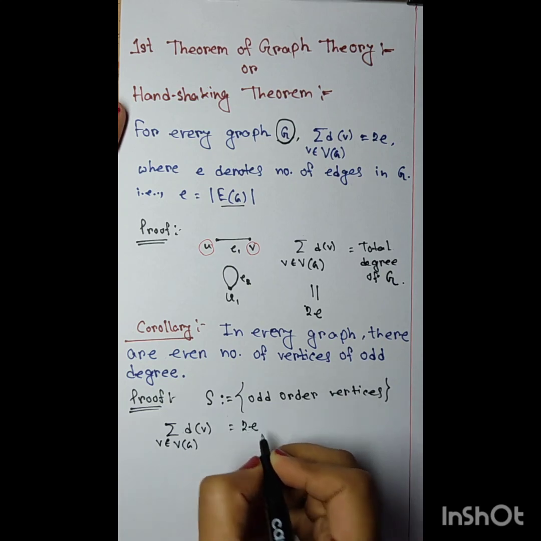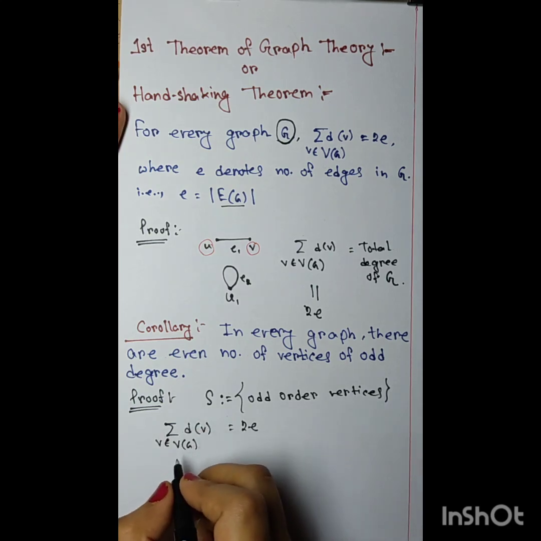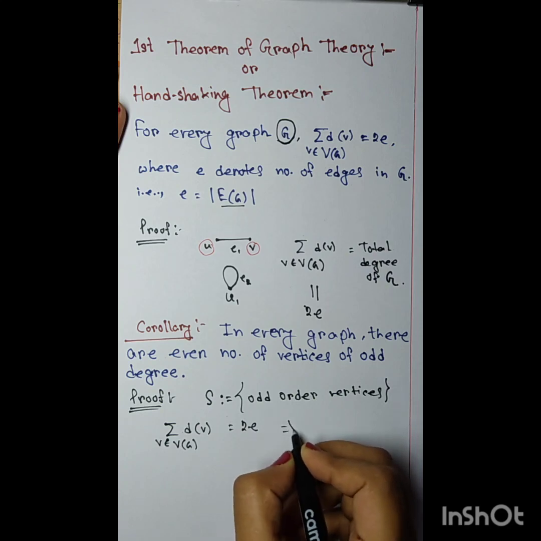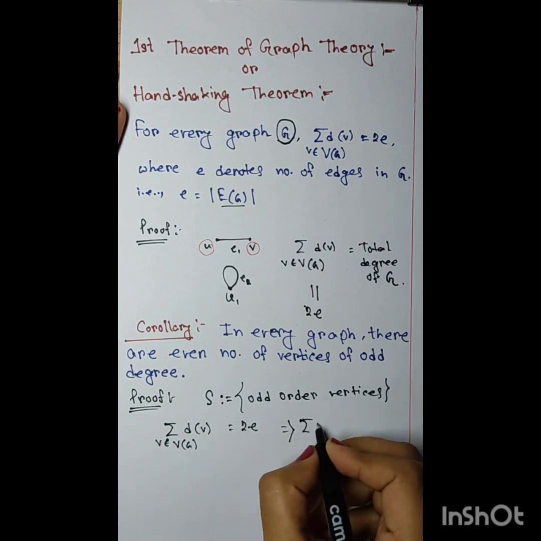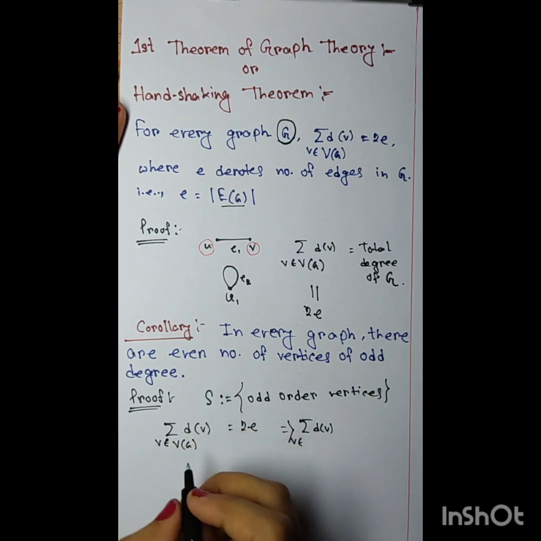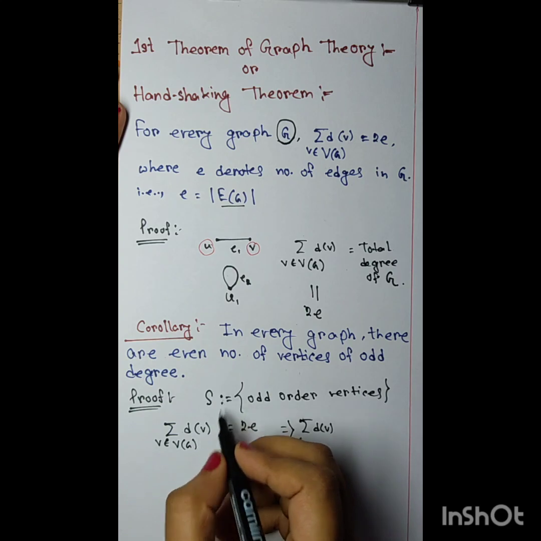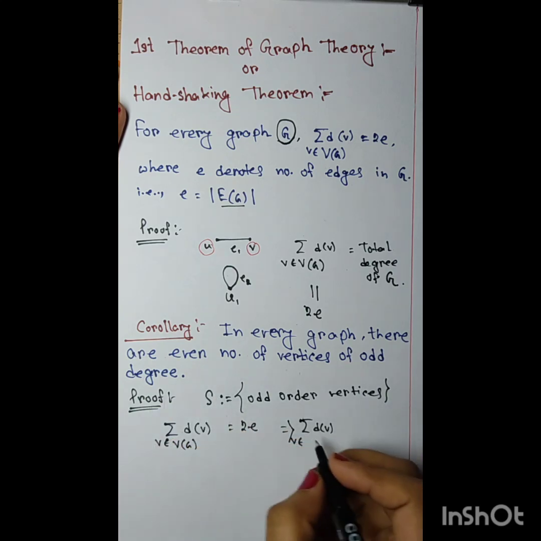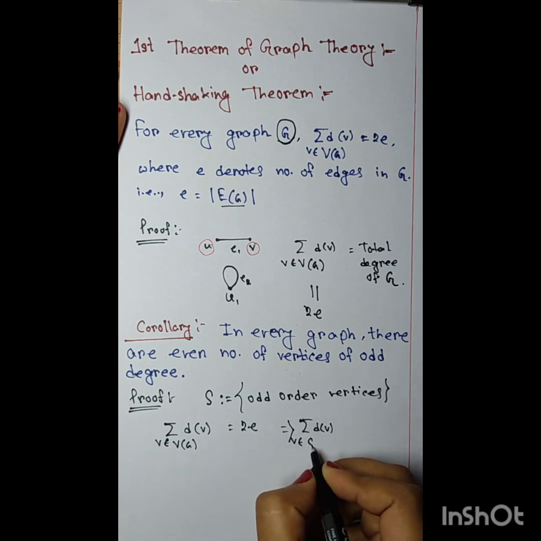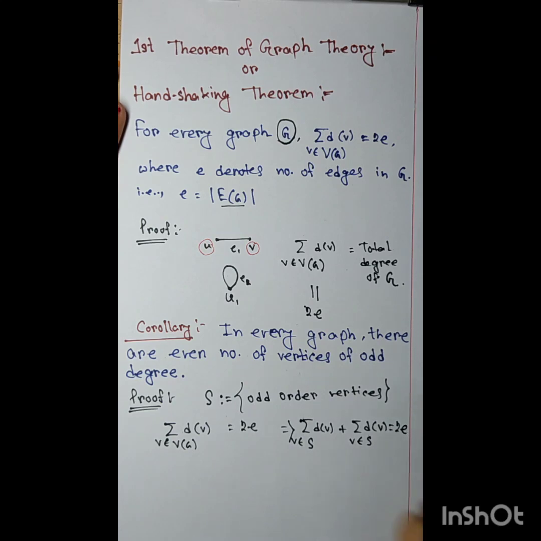From this theorem, the sum of degrees of all the vertices of G is twice the number of edges of G. Now we can split this sum: taking this set S, we divide the vertex set into two parts, S and S complement, that is, the vertices which are in S and which are not in S. So the sum is the sum of degrees of vertices in S plus the sum of degrees of vertices not in S, and it is equal to twice E.